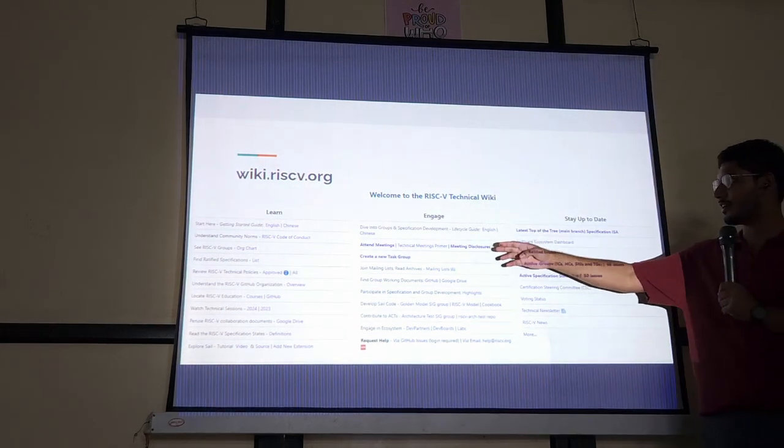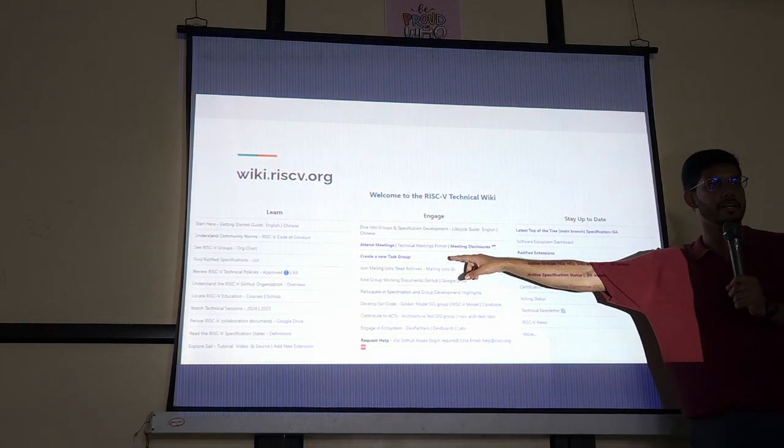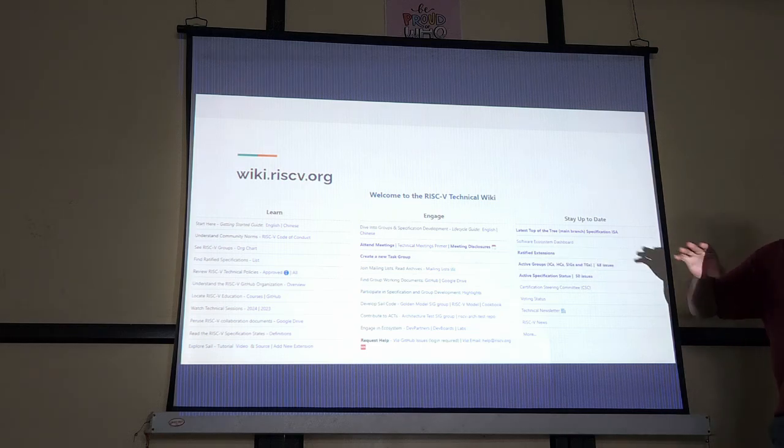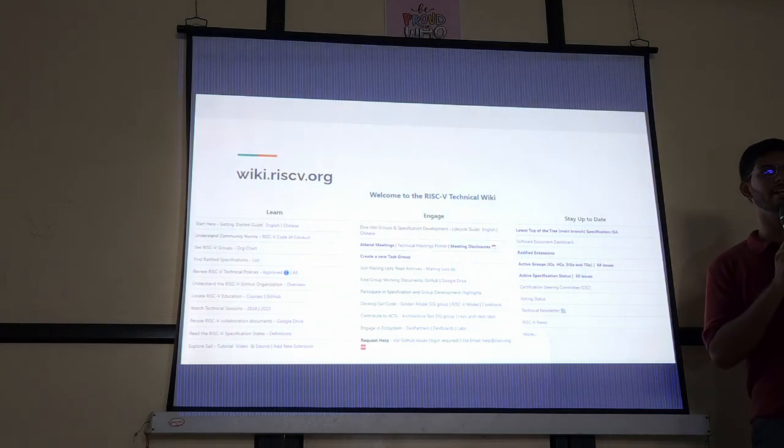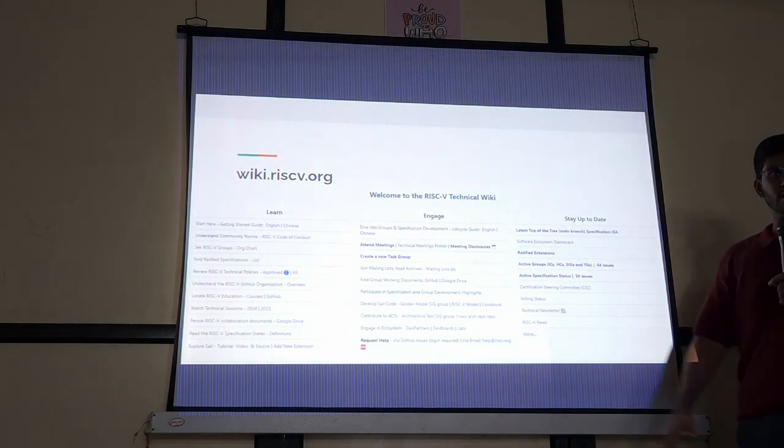Then you can engage with the community. There are technical meetings in the RISC-V community. Day before yesterday, Thursday, they had one meeting where they discussed dev boards. I will talk about the dev boards community in the ending part of this session. Then there are multiple other meetings happening.